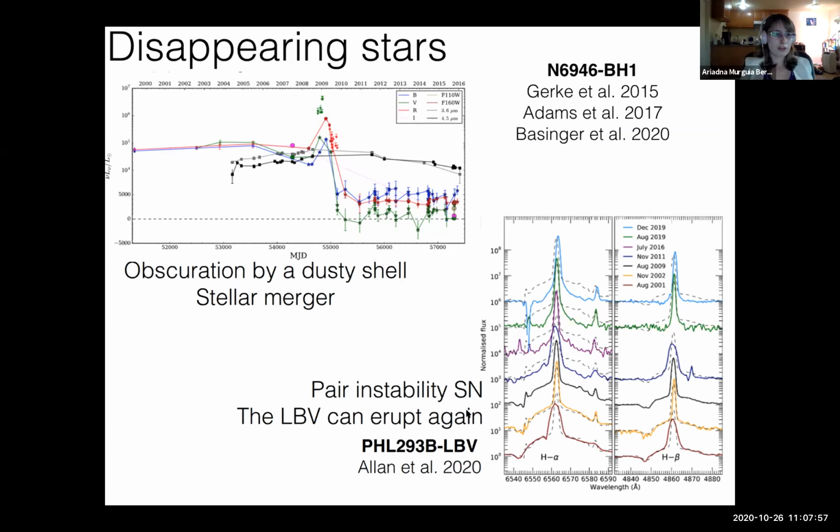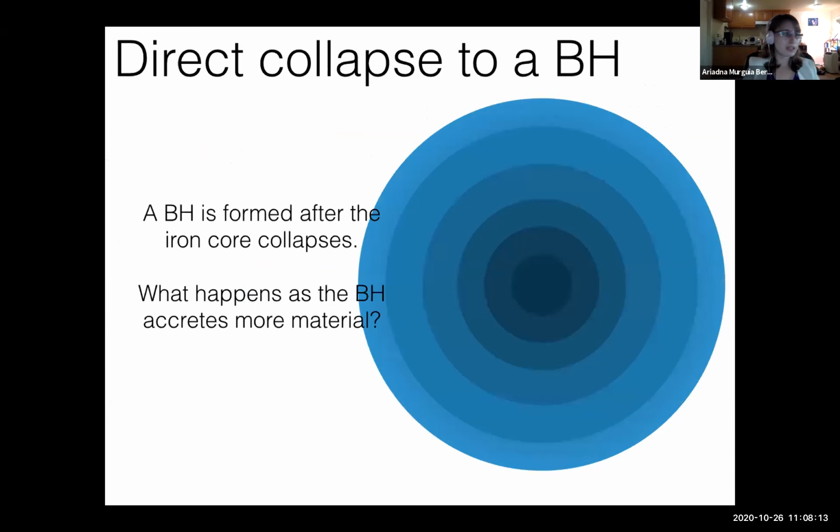Now, another option for this particular one is just that the LBV is quiescent right now, and it will erupt again later. So the thing that I will focus on is another scenario that applies to both of them, and it is a direct collapse to a black hole. In this case, I'm showing a caricature. This is just the helium core, and I'll divide it in shells so that it's simpler to understand.